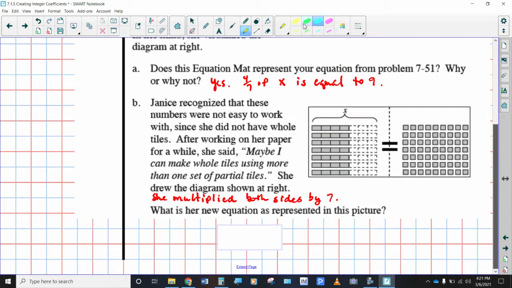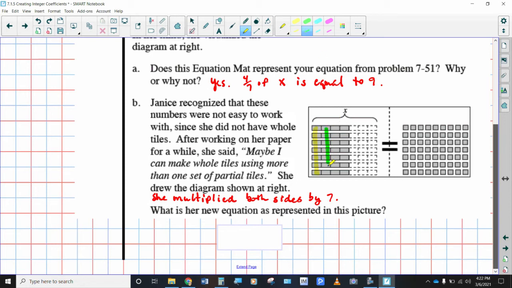Take a look at this. Remember how if this entire row was actually filled in with tiles, that would represent 1x? Well, let's look at it in this direction instead. Instead of putting them this way, what if we put all 7 of them this way? So that right there represents 1x.